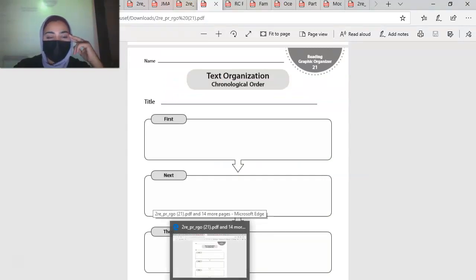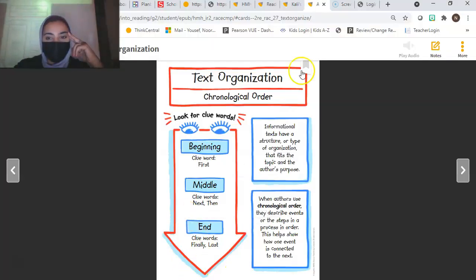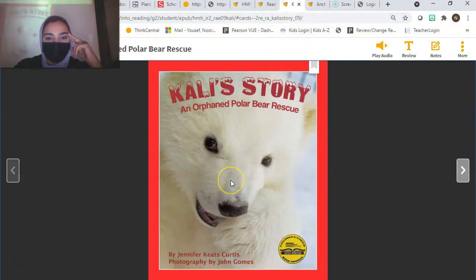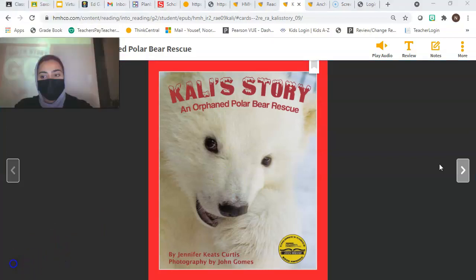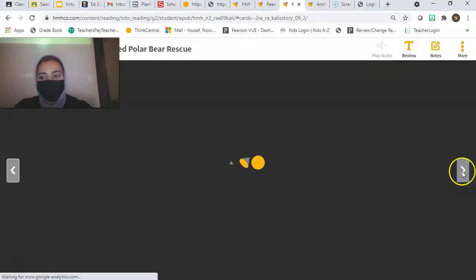So if you want to go ahead and write the title of the story down, go ahead and do that now. The title is Callie's Story, An Orphaned Polar Bear Rescue. If you'd like to write this title down, go ahead and pause the video now. All right, let's go ahead and start reading the story.